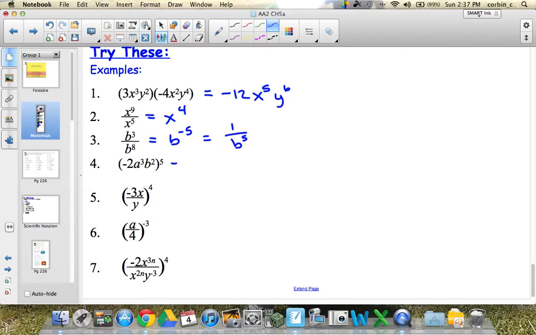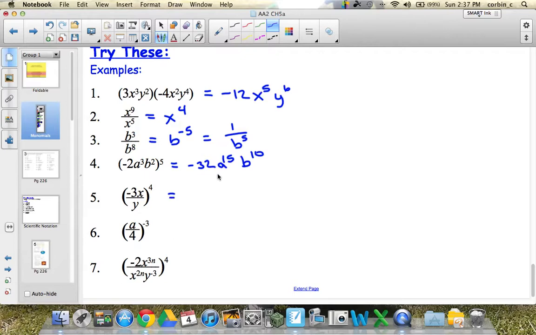The next example, I'm going to apply an exponent of 5 to everything. So negative 2 to the 5th is going to be negative 32. A cubed to the 5th is going to be a, when you multiply, you get 15. And b squared to the 5th is going to be b to the 10th.